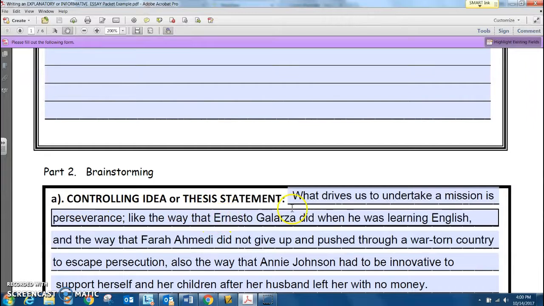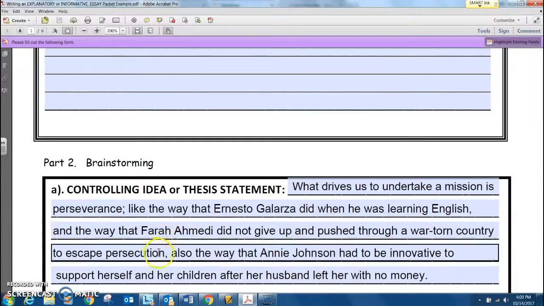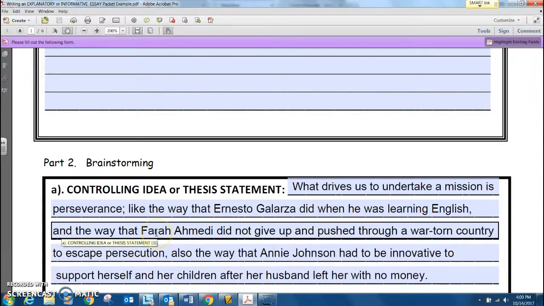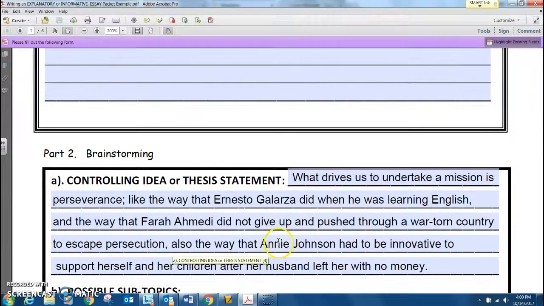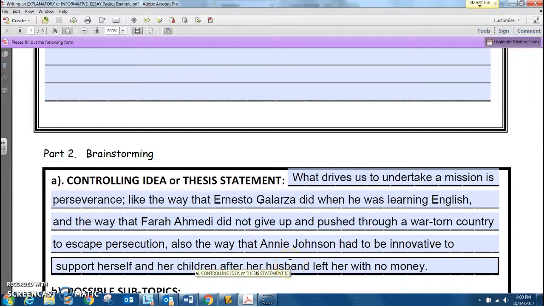So we have Ernesto Galarza, and this is sort of like I told them, think a 6-word summary, because we did that earlier in the year. 6 words basically about what happened in that piece. And then for Farah Ahmedi, we have a little bit more because we couldn't do it in 6 words, but that's okay. And Annie Johnson, we have a little bit more for the same reason.